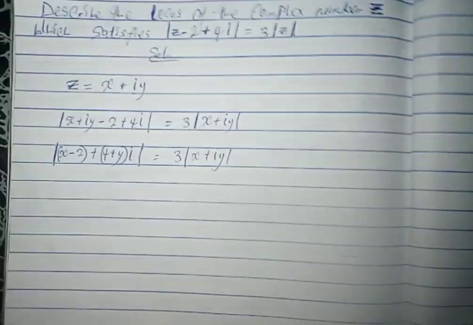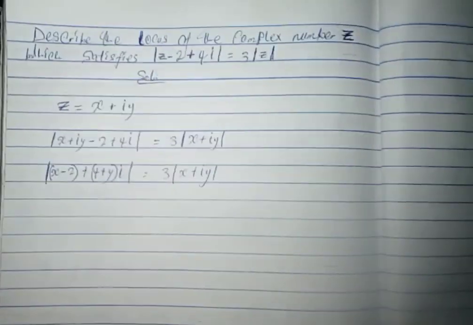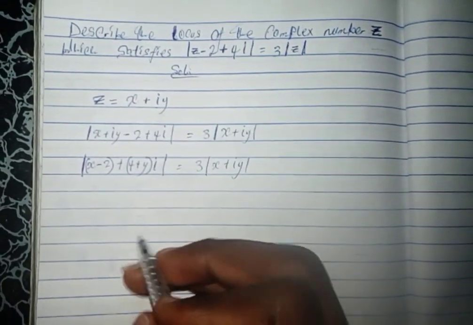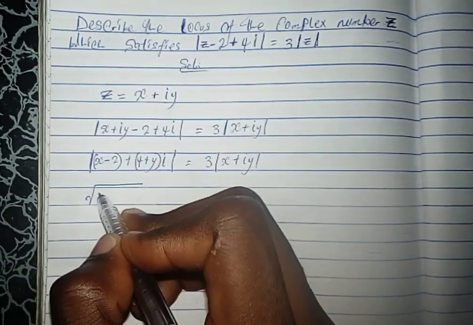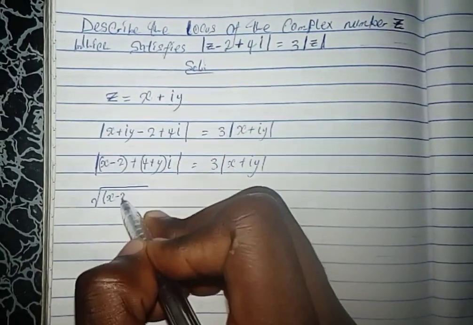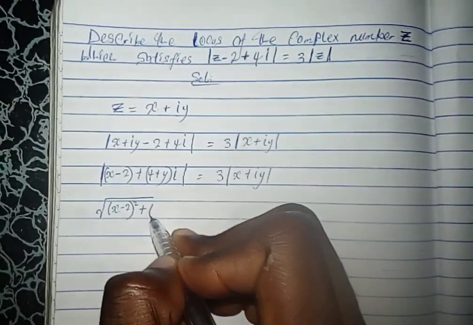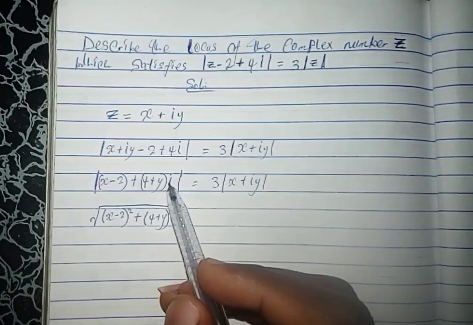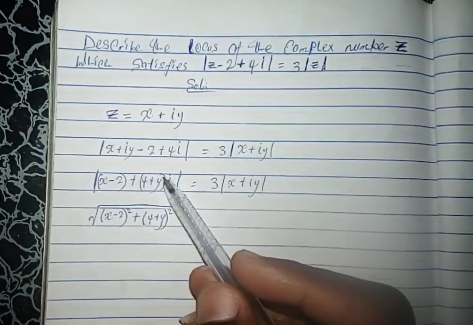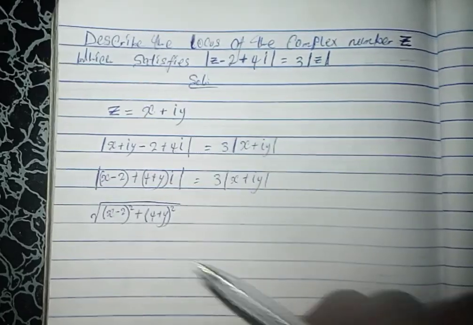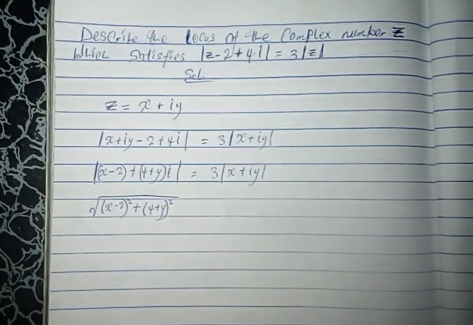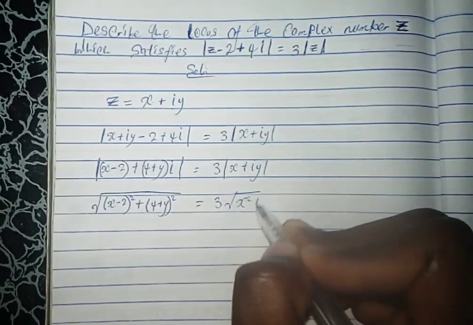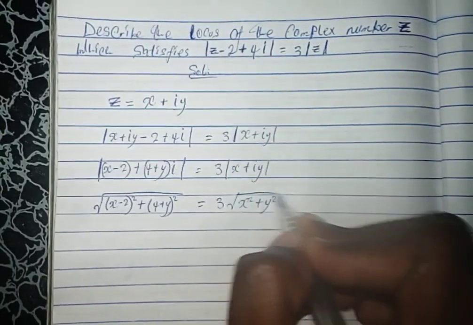Now to get rid of the modulus sign, we are to take the square root of the sum of the squares of the real part and the imaginary part. The real part and the imaginary part. We are not to use the i. This is the real part and this is the imaginary part. We are not to use the i when we want to get rid of the modulus sign. And this is equal to 3 times the square root of x squared plus y squared.